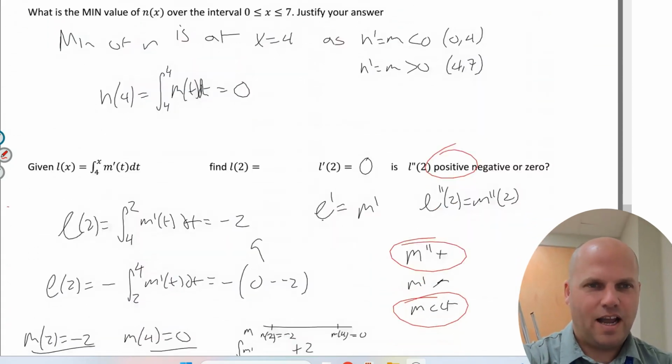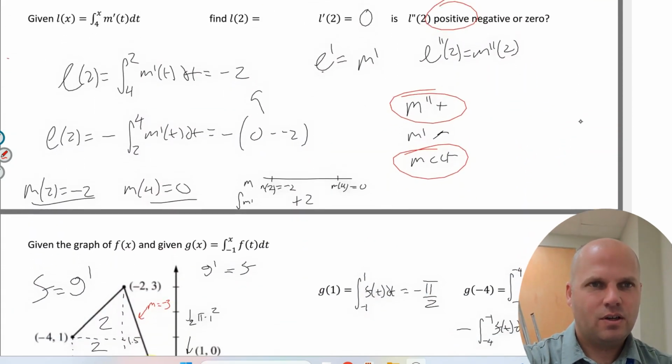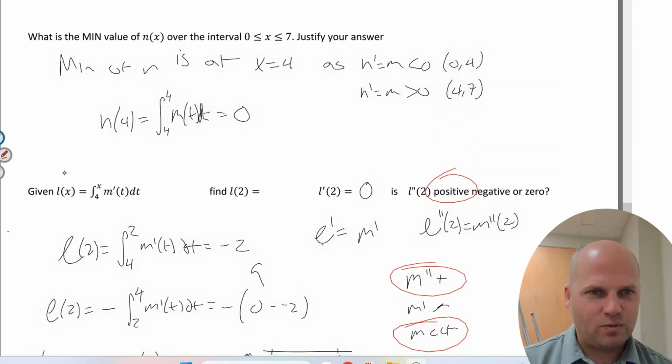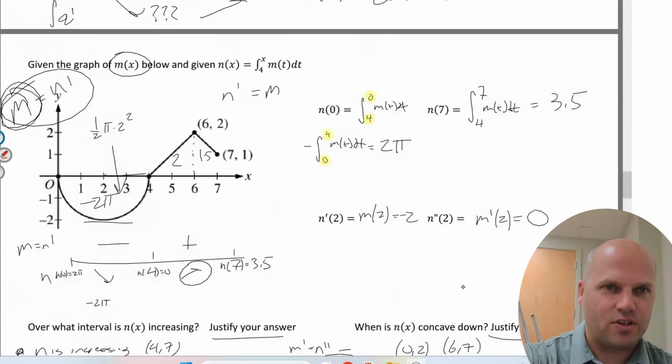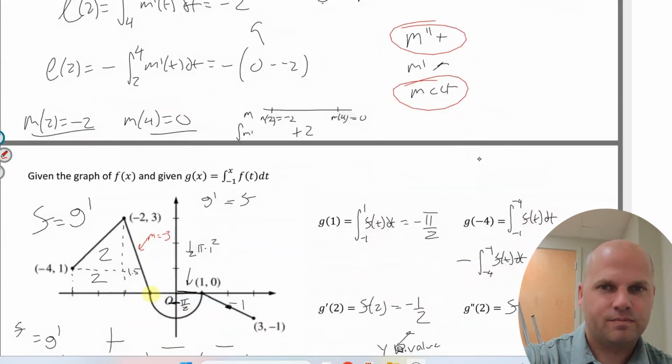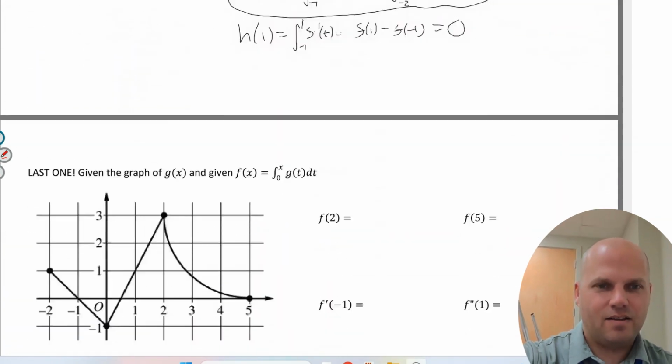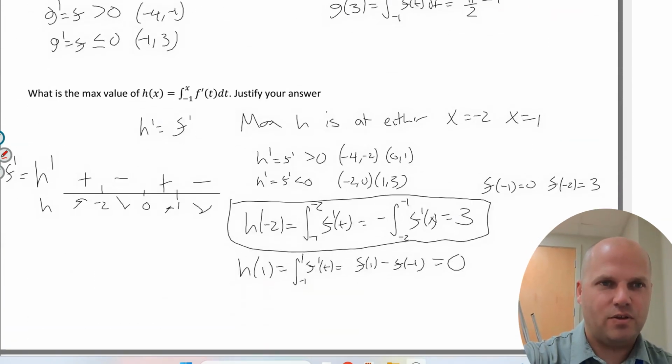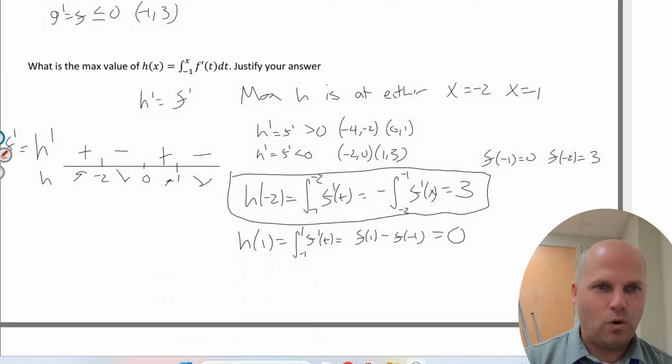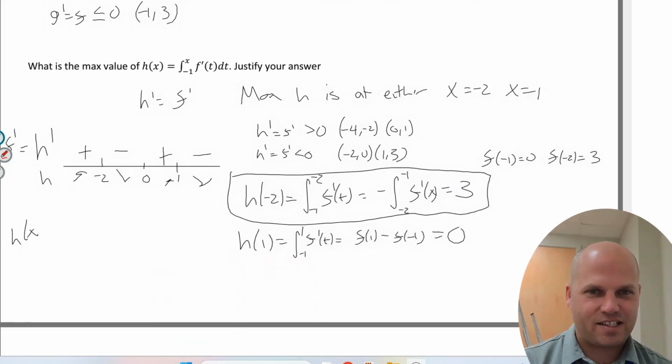Same here. I ask you for L of x. Well, you could write this out by understanding that this is the same as m of x minus m of 4, but m of 4 is 0. So L and m are the same. And that shows up when we do this value. What's the max value? Well, you could say h of x.